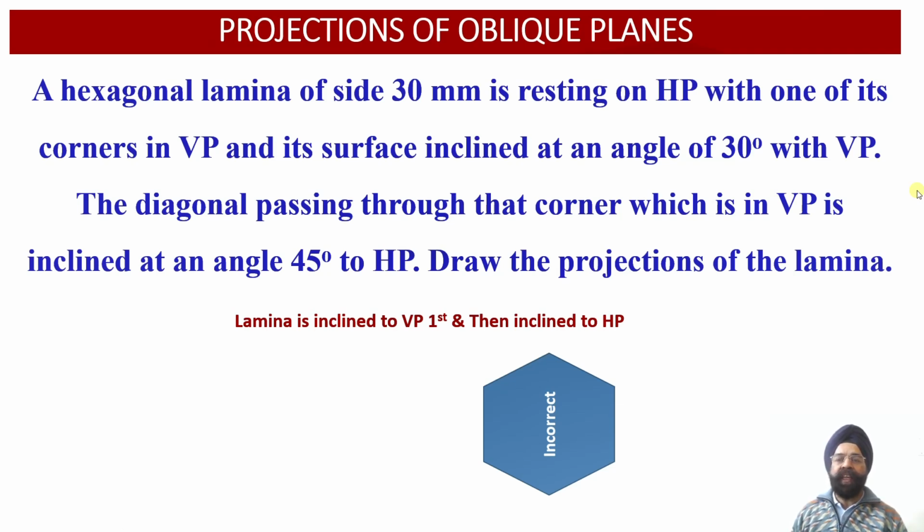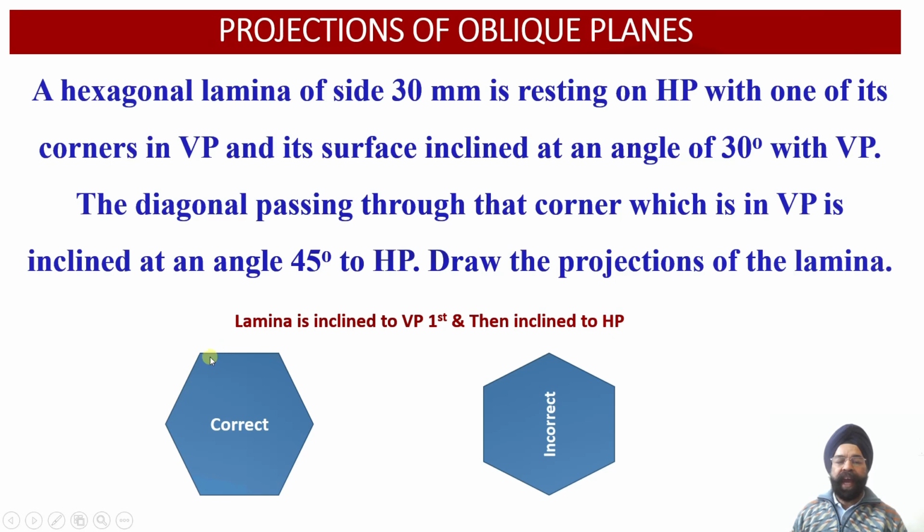Thereafter, once we incline the surface of this lamina with respect to the vertical plane, one of the corners should be contained by the vertical plane, and one of the edges of this hexagonal lamina should also be resting onto the ground. So if we take this orientation and we incline the lamina with respect to the vertical plane, then one of the edges of the lamina will be contained by the vertical plane, and the lamina will be resting onto the ground or horizontal plane on one of its corners. So this position of the hexagonal lamina is inappropriate. It does not fulfill the basic conditions which are laid out in this problem.